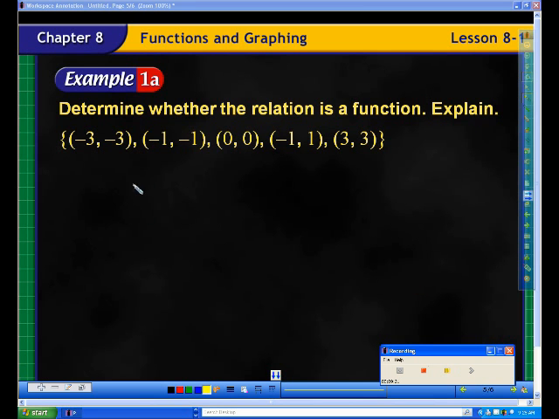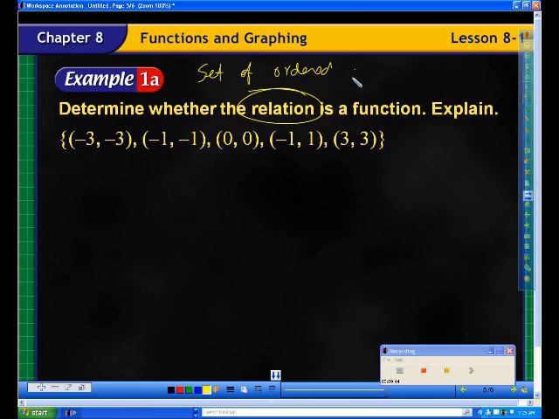Okay, now we're going to move into something a little bit more abstract. So this, we don't have a situation. All that's given to us is a list of ordered pairs. And you'll notice the directions say, determine whether the relation is a function and explain. Okay, a relation is a new word for us, but it's nothing but a set of ordered pairs. Okay, so it's nothing but a set of ordered pairs that are hanging out. That's what a relation is.